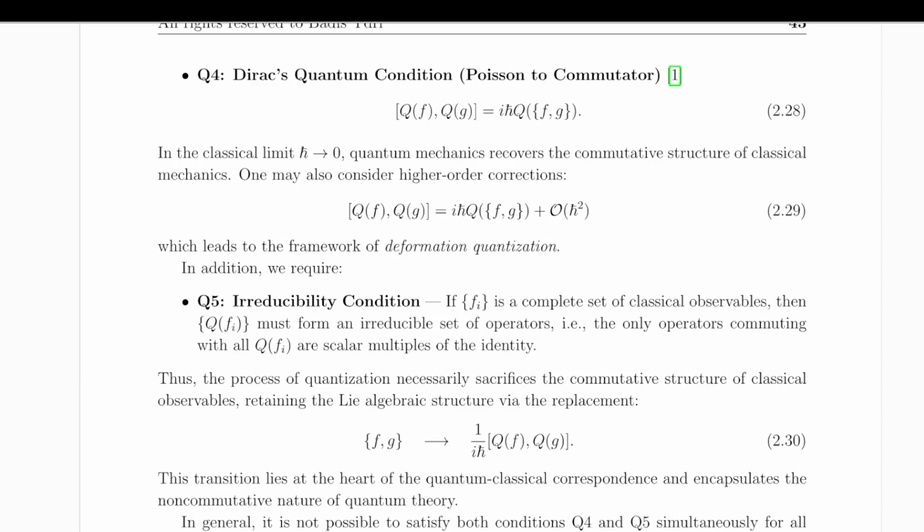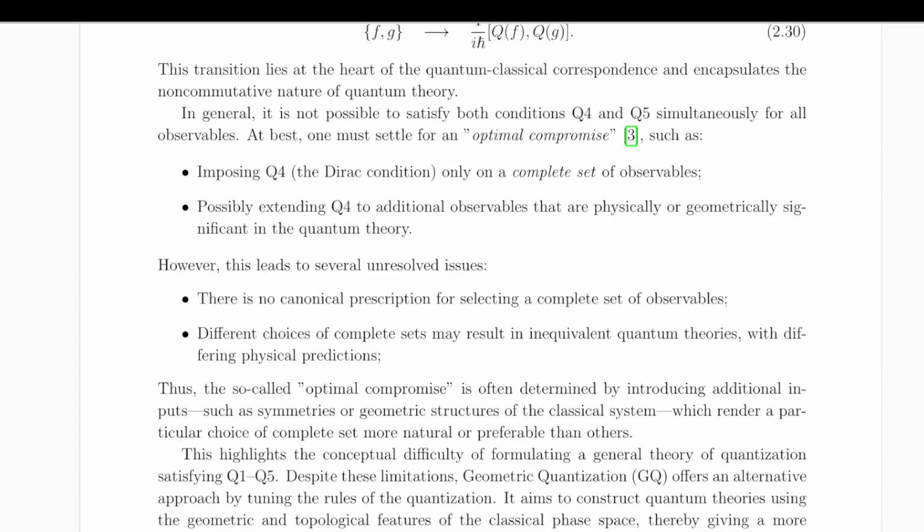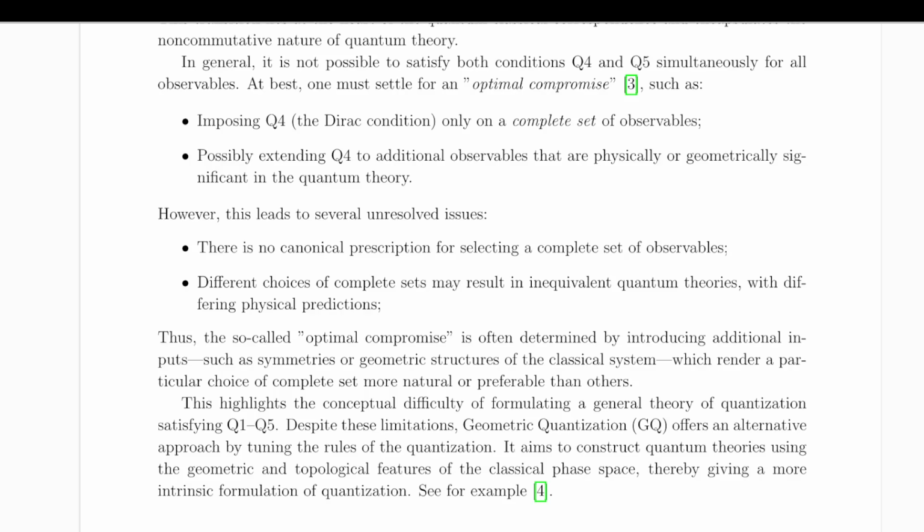However, it is important to recognize a limitation. In general, it is impossible to satisfy all these conditions simultaneously for all observables. Thus, in practice, we settle for an optimal compromise. We may impose the Dirac condition only on a complete set of observables and extend it to others as far as possible. But selecting a complete set of observables is itself not canonical. Different choices may lead to different quantum theories with different physical consequences.